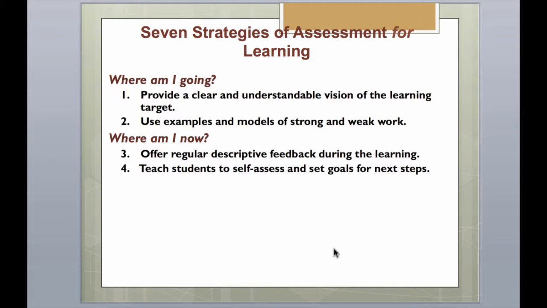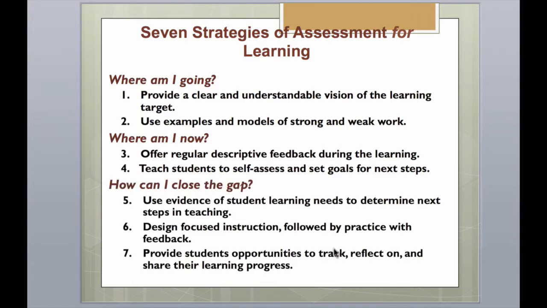Now these four strategies are sequential. Strategy 4 is a destination, and strategies 1 through 3 are enablers. We teach students with strategies 1 through 3 in order to prepare them to self-assess. When we look at the last category, how can I close the gap? We are really looking at 3 strategies that are what I call floaters. And that means that they can be used any time. You don't need to wait until you finish strategy 4 in order to begin strategy 5.